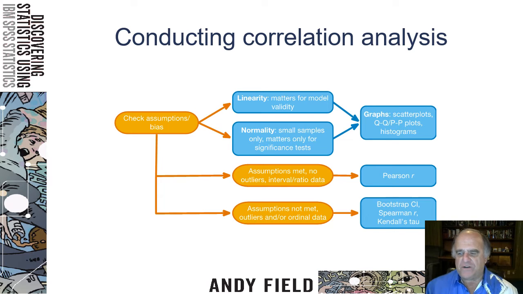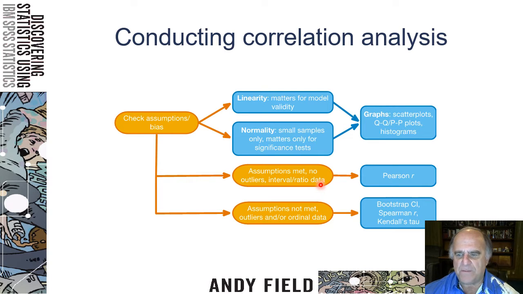All right, we're going to turn to Field now. Field talks about how to conduct a correlational analysis. You can see Field says the first thing you should do is check your assumptions and bias. Do we have linearity? Do we have normality? And again, those could be checked using SPSS Explore or various graphs.